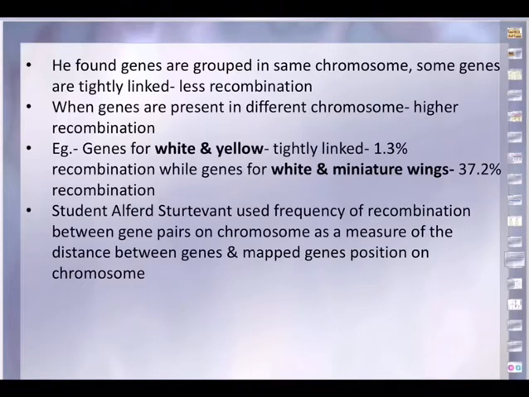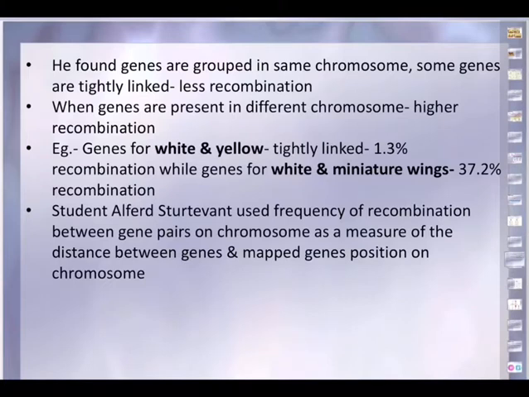Whereas if the genes are present on the same chromosome but have distance, then during meiosis, particularly in prophase 1, where there is crossing over, when crossing over takes place, the portion of chromatids get cut or get exchanged.